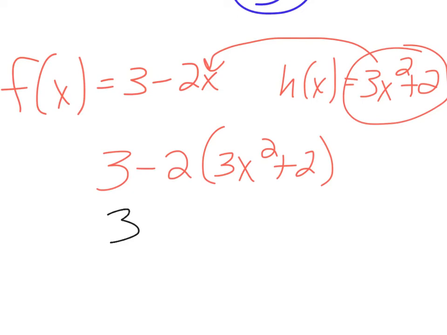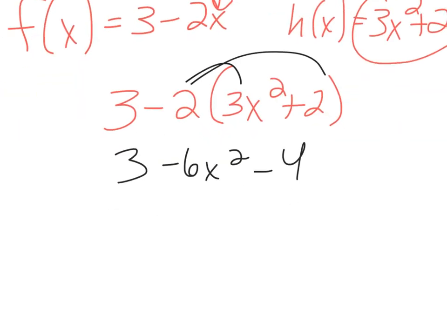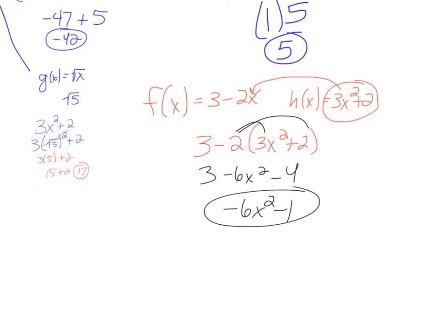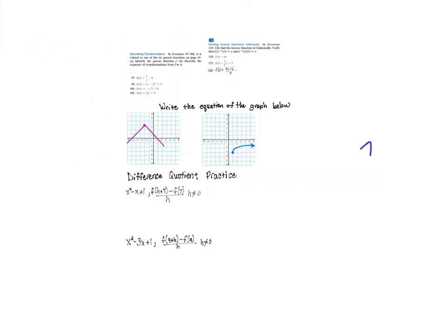So what's negative 2 times 3x squared? Negative 6x squared. What's negative 2 times 2? Negative 4. Combine like terms. Negative 6x squared minus 1. Yep. Be careful, guys. Very easy to say negative 6x squared plus 7 or minus 7, something like that. Just pay attention. The sign that's in front of the term goes with it. Just don't make silly mistakes. We okay? All right. Guys, go to the next one.